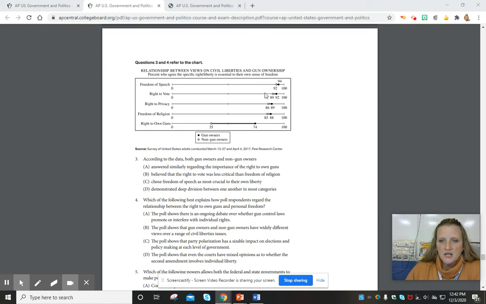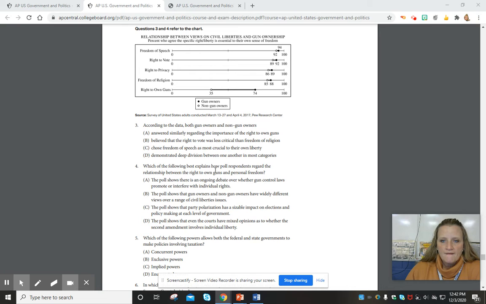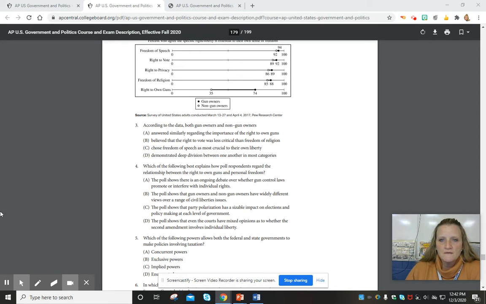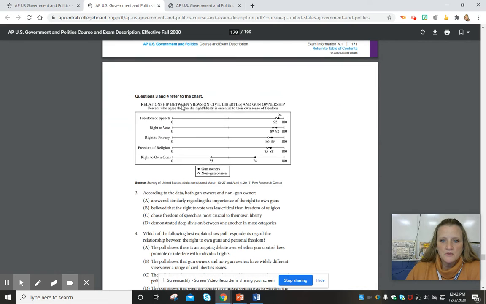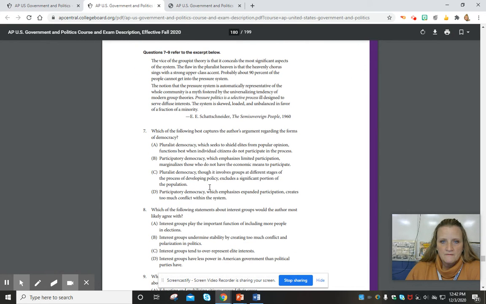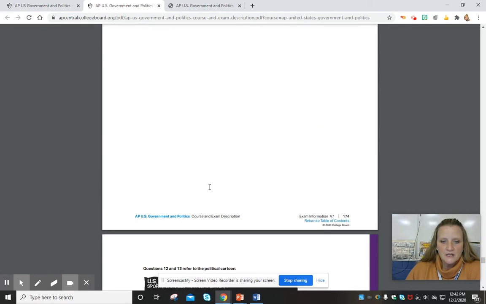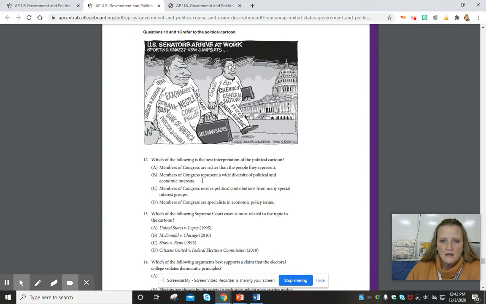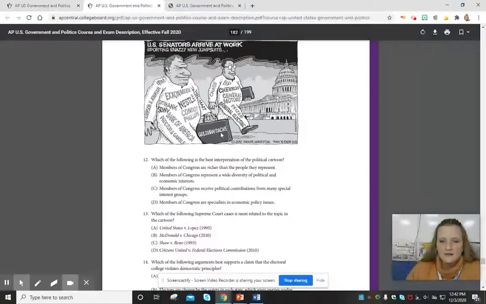You might have a chart here, and it says relationship between views on civil liberties and gun ownership. And so you've got to be able to read this. Excerpts, okay. This is another data that you're going to have to look at, like qualitative analysis.